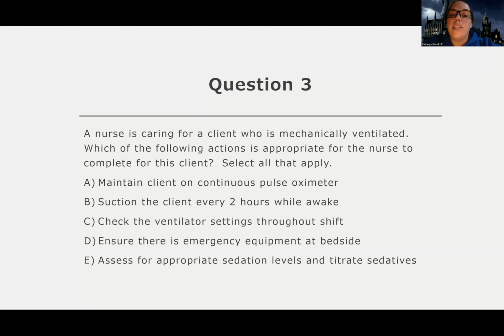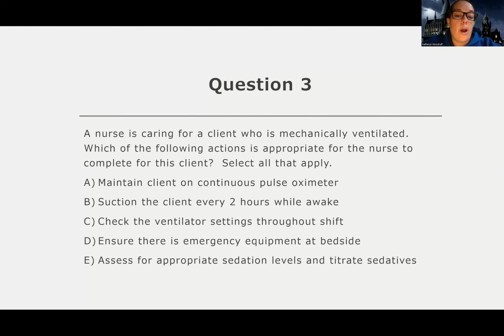But you want to consider, sometimes I even ask myself the question, if I did this, would it cause harm to the patient? Or would it waste their time and it's completely unnecessary? So would keeping a patient on a continuous pulse ox help this patient? Yes. They're mechanically ventilated. I need to watch their oxygenation. Would it cause harm to keep it on? Nope. I would go ahead and say yes for this one.